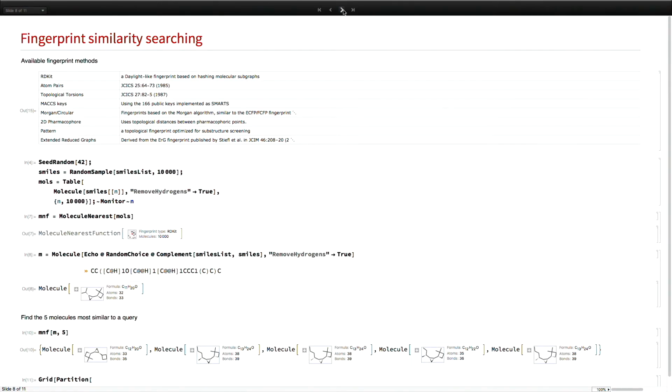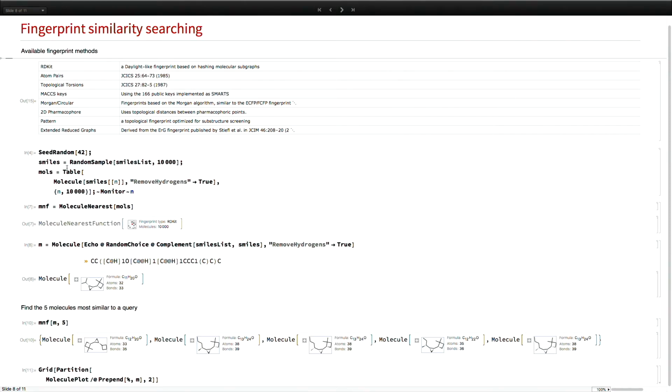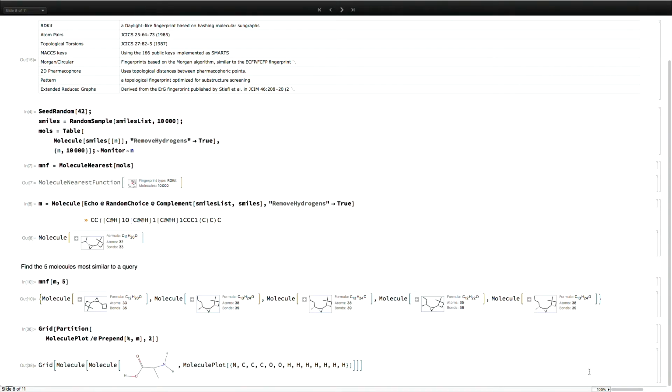Okay, we could do fingerprint similarity searching. We've got hooked up a wide variety of different types of fingerprints, and what we could do, so here we read in, I'm not going to do this right now, it takes about 17 seconds to read in these 10,000 molecules. We create a molecule nearest function from that, and then we can query that for the molecules that are most similar to a random choice, a random molecule. So here's our random molecule, and then we query the nearest function for the 5 molecules in this set that were most similar. And then you can visualize the results.